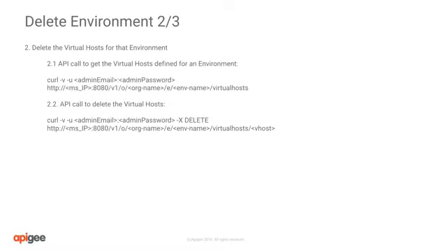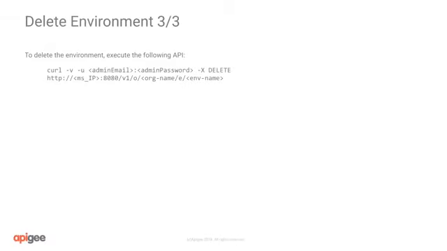Next, we delete the virtual hosts. Following the same pattern as for key stores, first we obtain a list of virtual hosts defined for the environment using the first call, and then using the second call, we delete each one individually. Finally, when we have no objects defined or servers associated, we can delete the environment itself by making another API call to the management API.